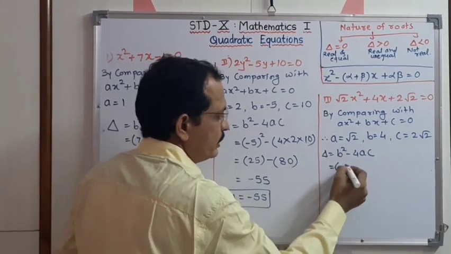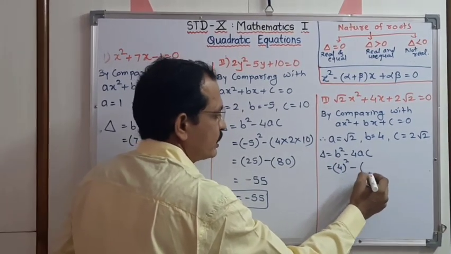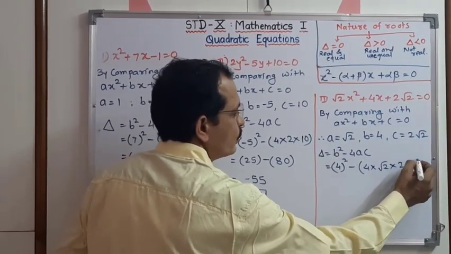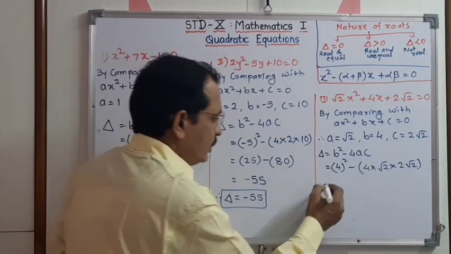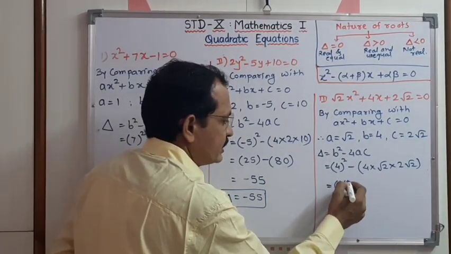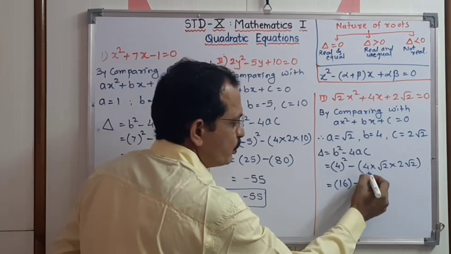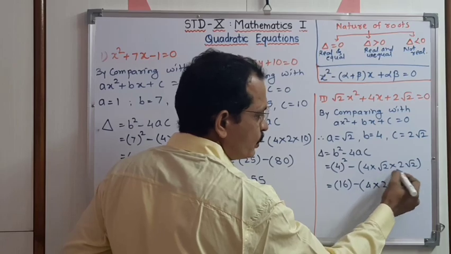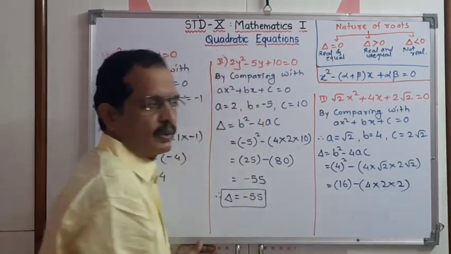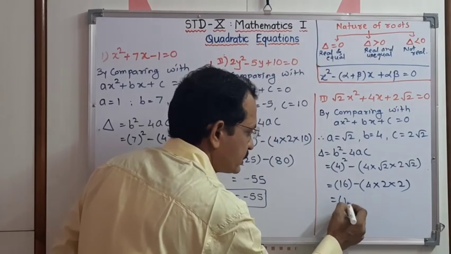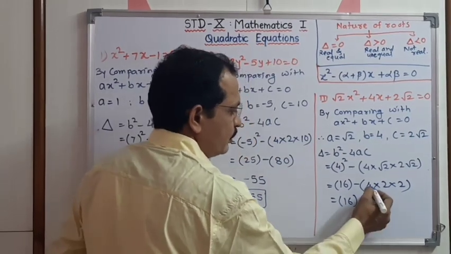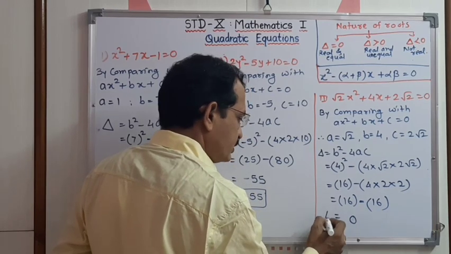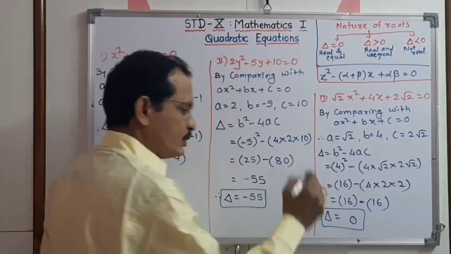What is the value of b? It is 4 square minus 4 into root 2 into 2 root 2. Square of 4 is 16 minus 4 into 2 into root 2 and root 2, it is 2. Then 16 minus 4 into 2 into 2, it is 16 minus 16, it is 0. Therefore delta is equal to 0.